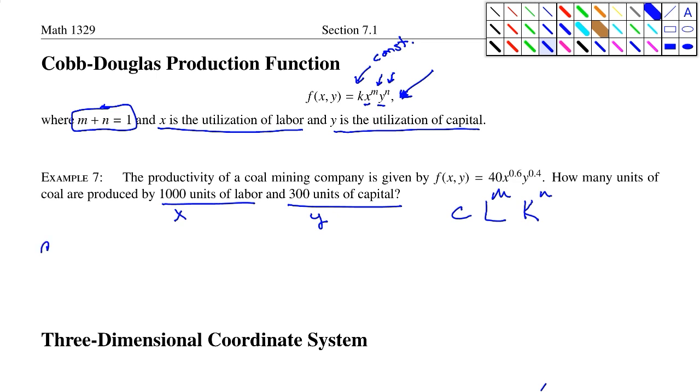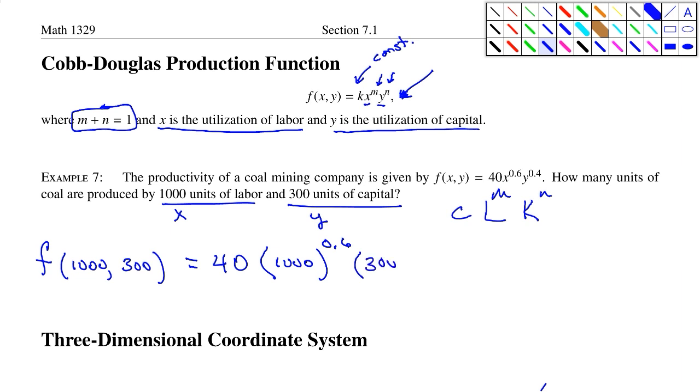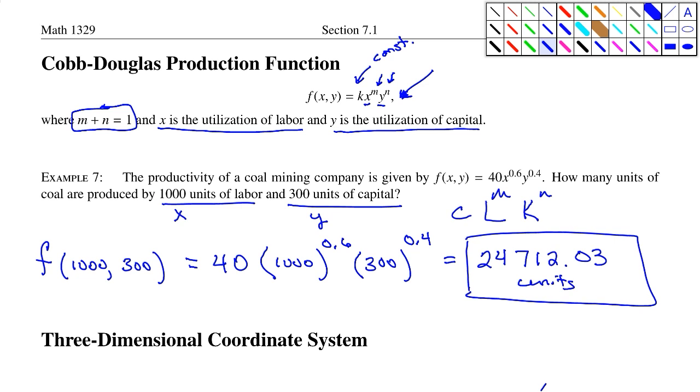So in this case, we have f of 1,000 comma 300. We plug it into the Cobb-Douglas function. And we get 24,712.3 units. And whatever the units are, right? It might be wheelbarrows of coal or loads of coal or truckloads, whatever it would be. Whatever the meaning is to whoever came up with this function, that's the meaning that you go with.